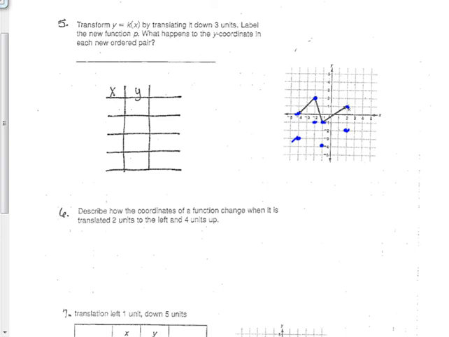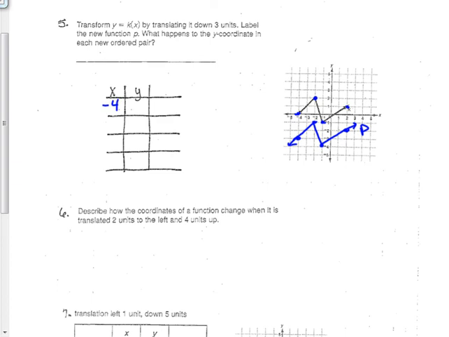And so now my new graph has an arrow at the end here. Goes up, comes down, goes up. Looks exactly the same. I just moved it down 3. So I'm going to label that new function p. Done. What happens to the y coordinate in each new ordered pair? Okay, so again, let's look at the ordered pairs.